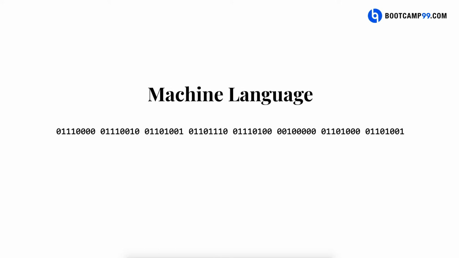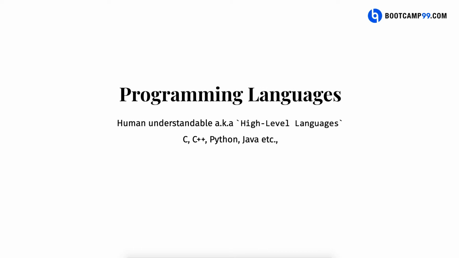So to overcome this, they have made something called programming languages. These are human understandable high level languages, like C, C++, Python, Java, Ruby, Rust. There are hundreds of languages around. We need to learn these programming languages. These programming languages have their own structure, their own rules, their own grammars, their own syntax. We need to learn it. We need to follow those rules. We need to write code or instructions using this language.